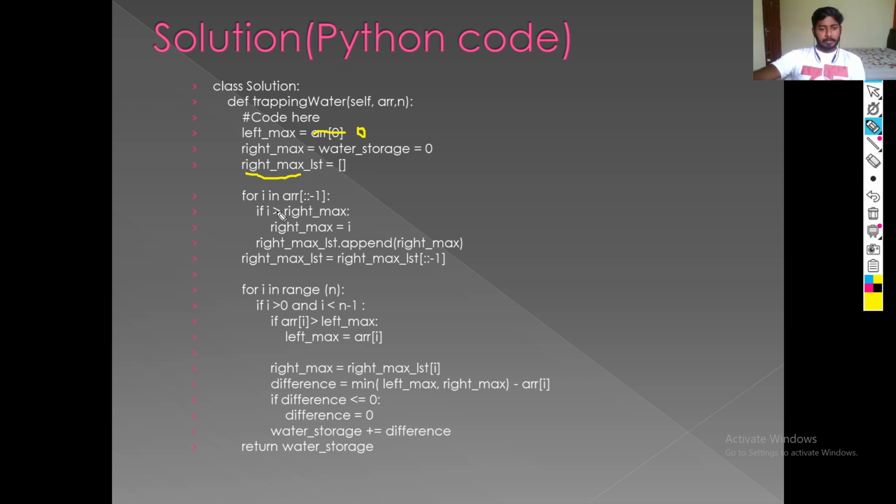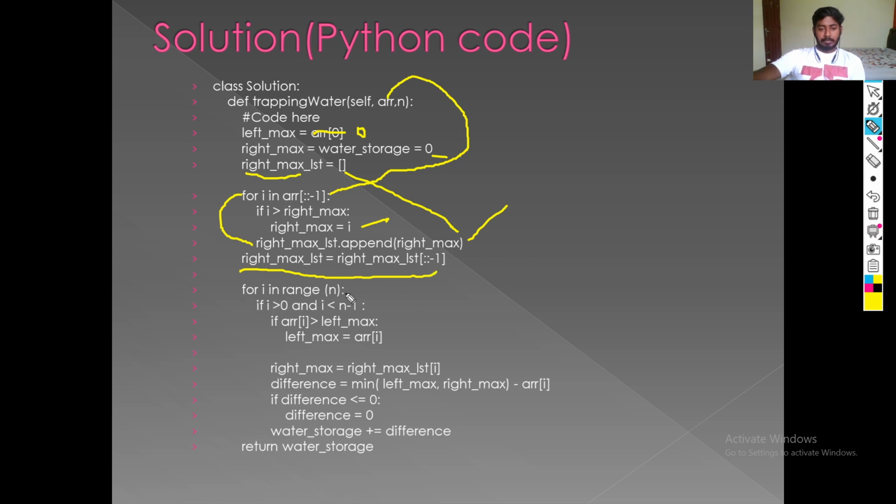After that, I'm passing the array values in reverse order. I'm checking if i is greater than right max, which we previously assigned as 0. If it is greater, then right max will be i, and we update the same in the right max list. After completing that block of statements, I'm reassigning the list back to the normal order. As I previously said, I'm reversing it again.